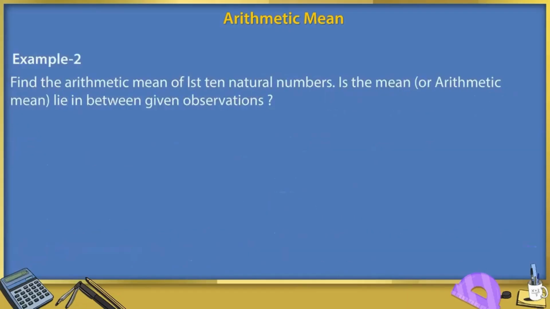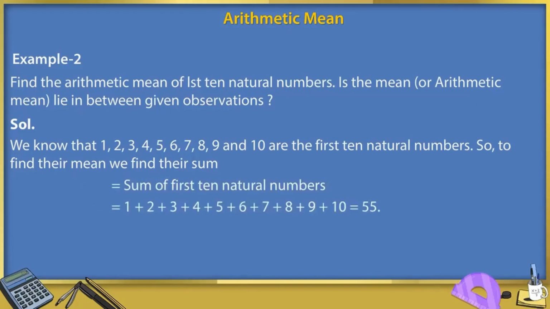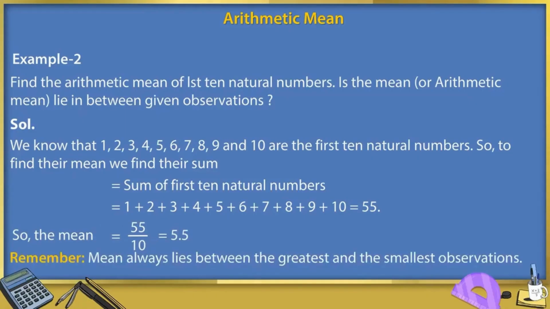Example 2. Find the arithmetic mean of first 10 natural numbers. Does the mean, or arithmetic mean, lie in between given observations? Solution. We know that 1, 2, 3, 4, 5, 6, 7, 8, 9 and 10 are the first 10 natural numbers. So, to find their mean, we find their sum, which is equal to 1 plus 2 plus 3 plus 4 plus 5 plus 6 plus 7 plus 8 plus 9 plus 10, which is equal to 55. So, the mean is equal to 55 by 10, which is equal to 5.5. Remember, mean always lies between the greatest and the smallest observations.